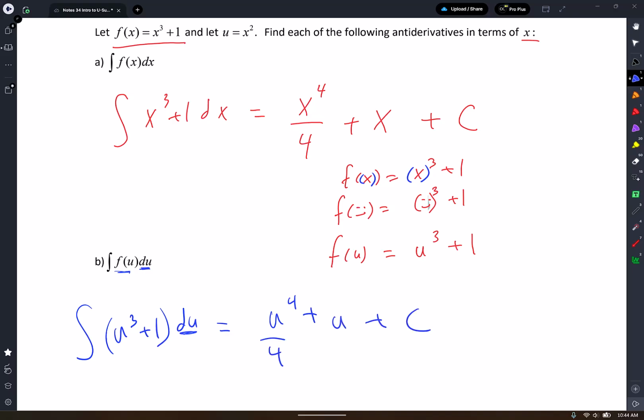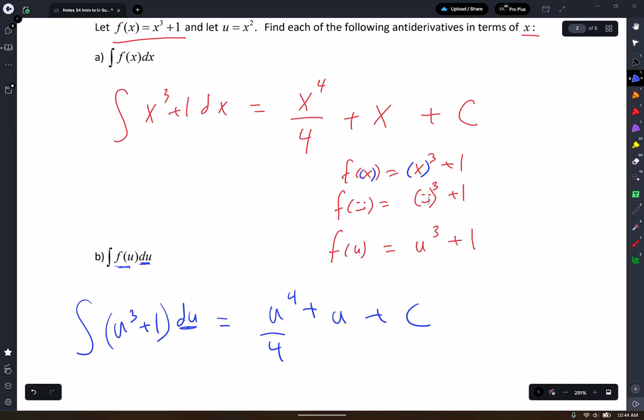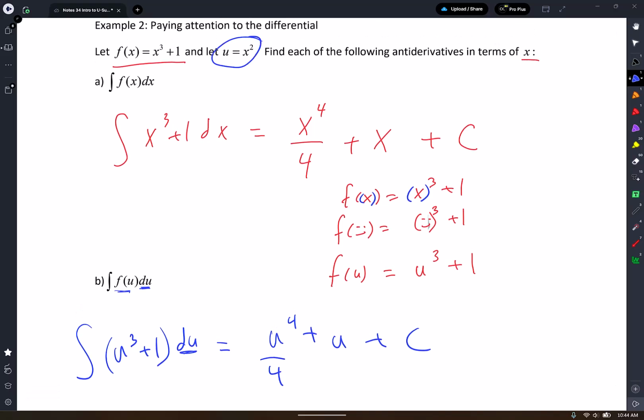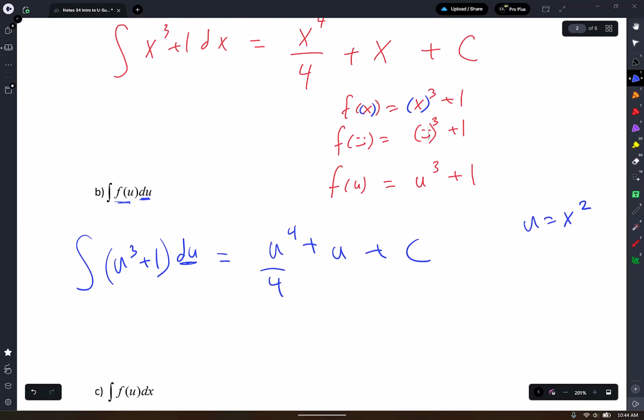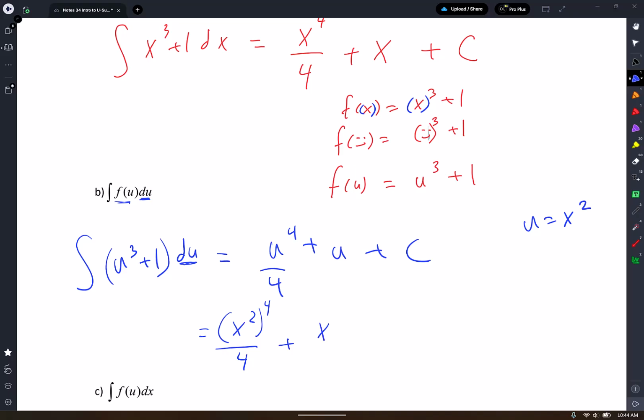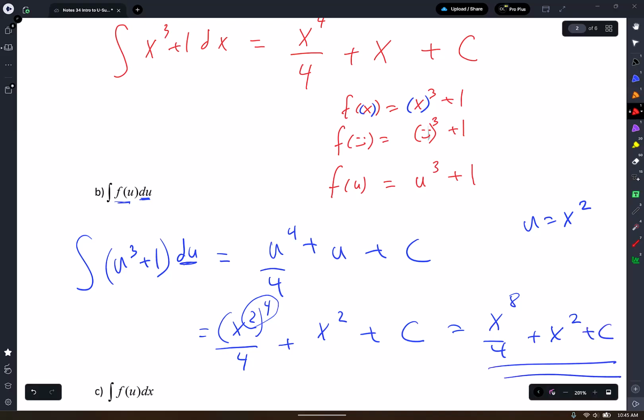Okay, there we go. Now that I've got this in terms of u, I say, well, what does u equal? So now I plug in x squared for u. So I'm going to have (x squared) raised to the power 4 over 4 plus x squared plus c. So it's x to the 6 over, no, not x to the 6. x squared raised to the 4th is x to the 8th over 4 plus x squared plus c. We're okay?